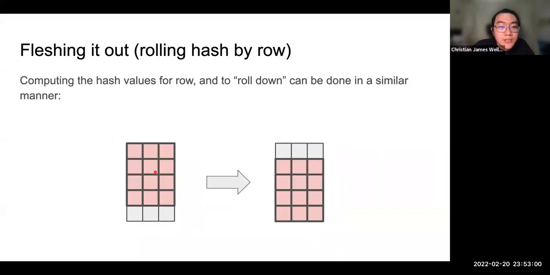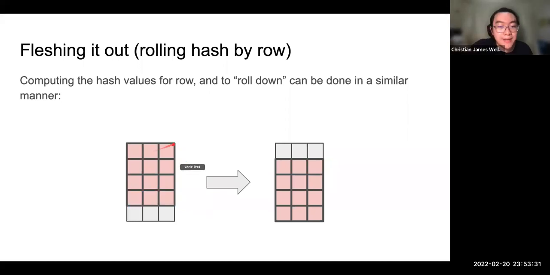We discussed column by column. It will get repetitive if I discuss rolling vertically down row by row, so let's not discuss that. Let's just say it can be done in a similar manner. I'll skip that because it's going to take too much time, but it can be done pretty much the same way. So try to define a format for the row for yourself, and then work out how you hash down.